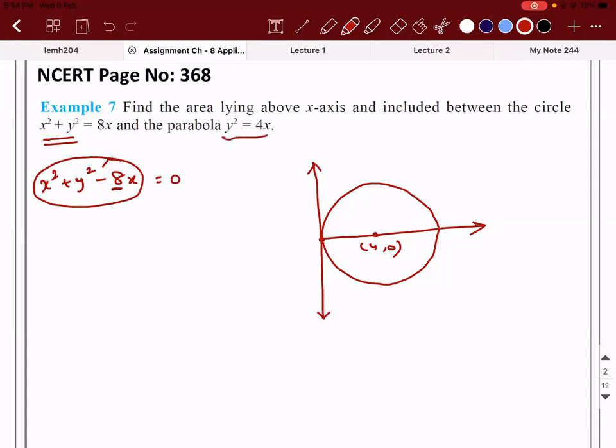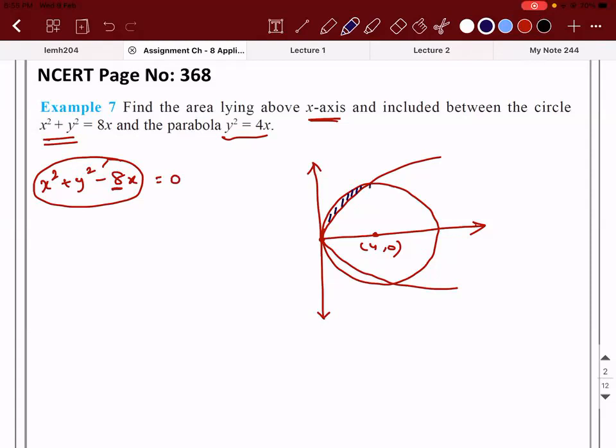Now I gave you certain curves, right? Y square is equal to 4x. What is it? Rightward parabola. So it's a rightward parabola. Now find the area lying above x-axis and included between the circle and the parabola. So they're asking which area? This area. Correct?